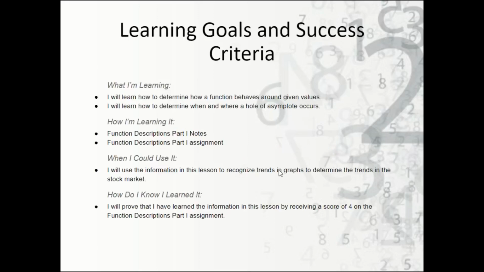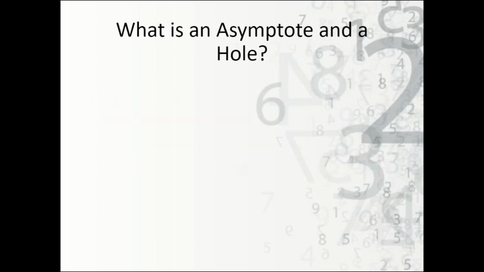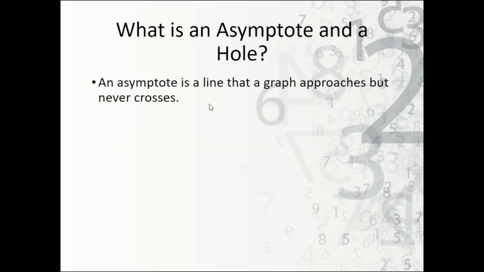The notes begin with the learning goals and success criteria. Now, what is an asymptote and a hole? An asymptote is a line that the graph approaches but never crosses. So, an example of this would be 1 over x minus 1. And we can say that it has an asymptote at x equals 1 because anytime the denominator equals 0, that's a spot where it would be undefined because now we're dividing by 0. And remember from closure, anytime we divide by 0, we have an undefined value. So it's undefined at this point, so we create an asymptote there.